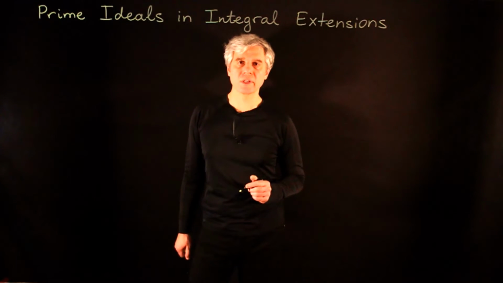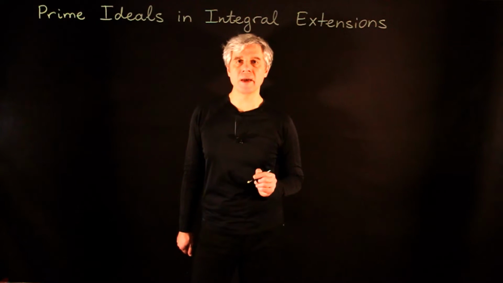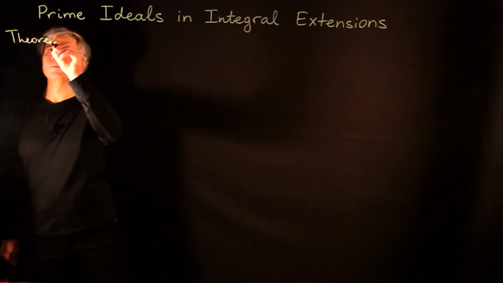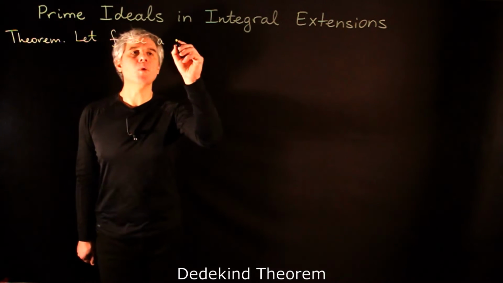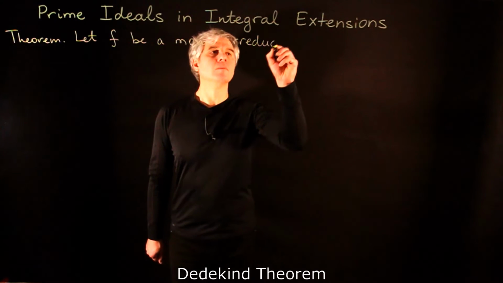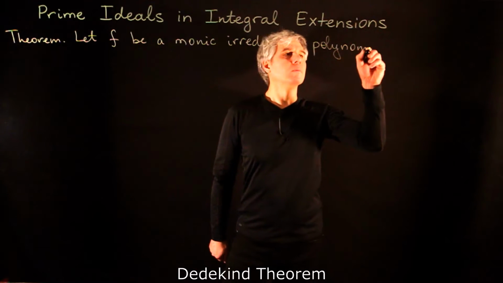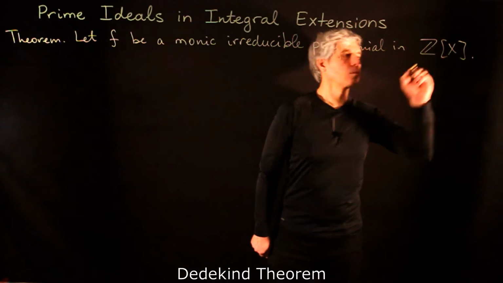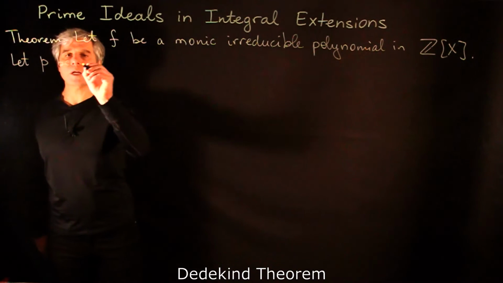In the next 2 lectures, we will develop a method for analyzing Galois groups using reduction mod p. Our goal is to prove the following theorem. Let f be a monic irreducible polynomial in Z[x], and let p be a prime number.